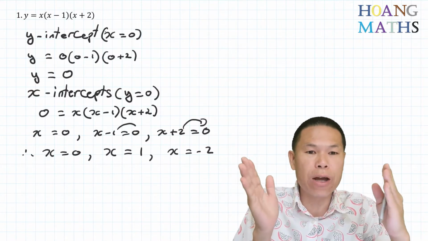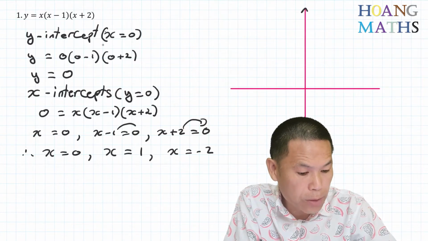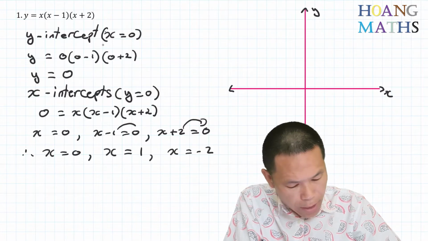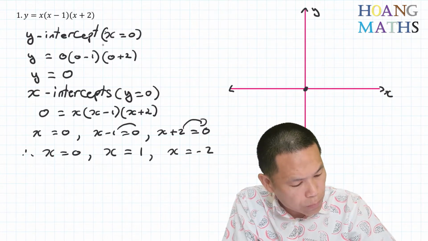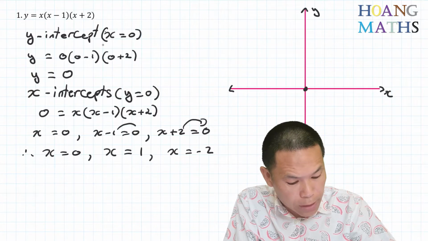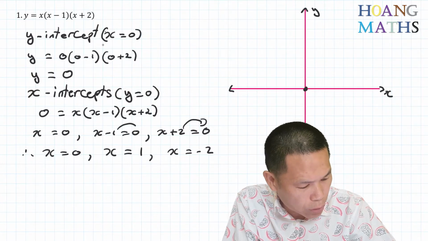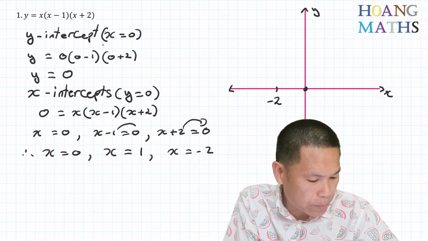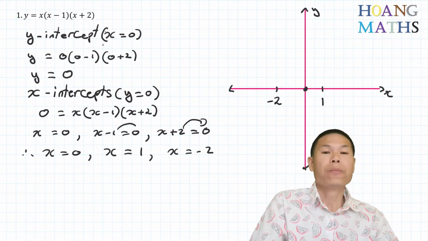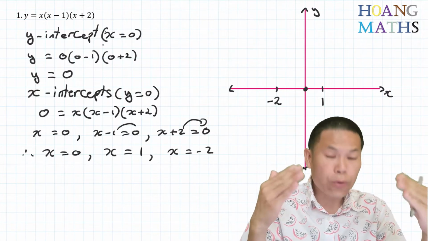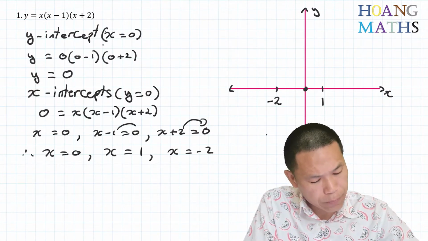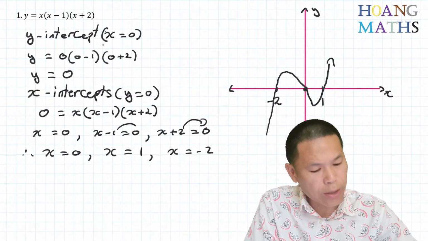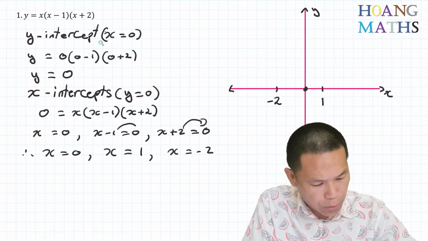Now we can just graph it. So let me label, this is the y-axis and x-axis. The y-intercept is 0. The x-intercepts are 0, 1, and negative 2. So I just write negative 2 here, 0, and 1. There you go. So to graph this, it either goes this way, something like that, or it could go like this.